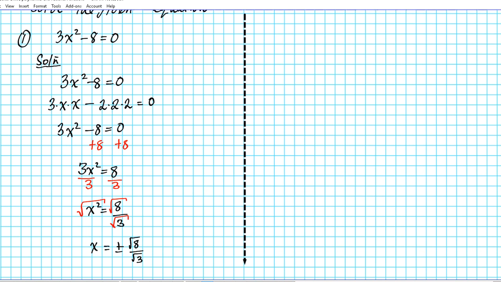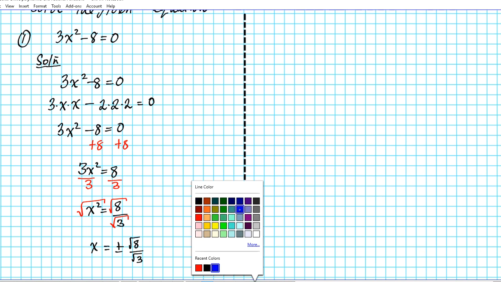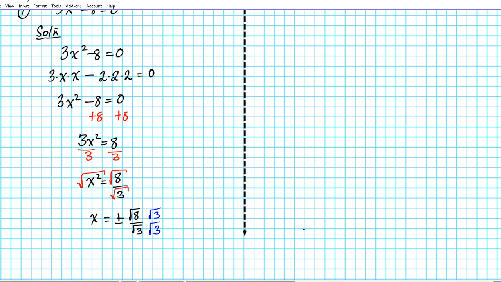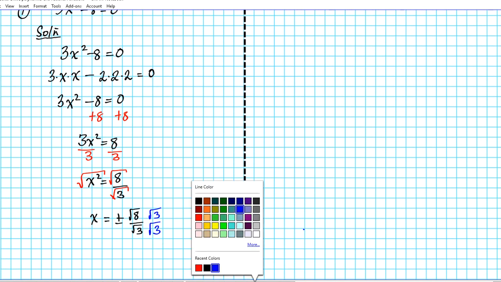Now we can't have a radical in the denominator, so we're going to proceed to rationalize the denominator. Okay, so we're going to multiply the numerator and denominator by root 3. The goal here is to create a perfect square in the radicand in the denominator, so that will take out the square root in the denominator.